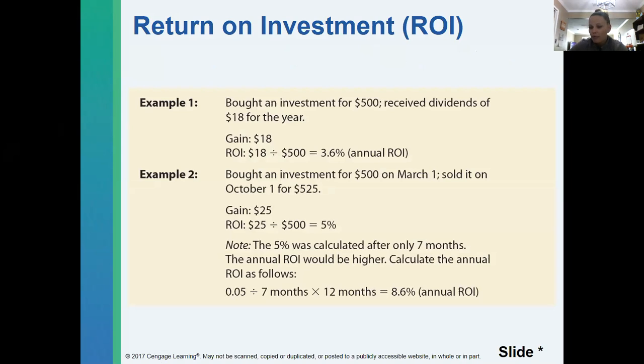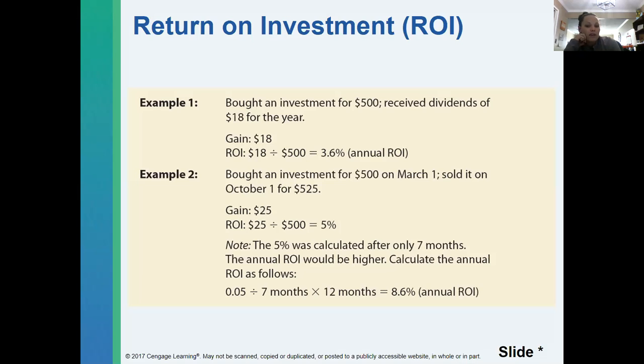Pretty straightforward. Example 2, I don't know if you did any like this with Mrs. Morgan, and it's not too big of a deal. We're not really going to do any. I just want you to see this. If you bought an investment for $500 on March 1st and you sold it on October 1st for $525, you made $25, which would make your return on investment 5%.